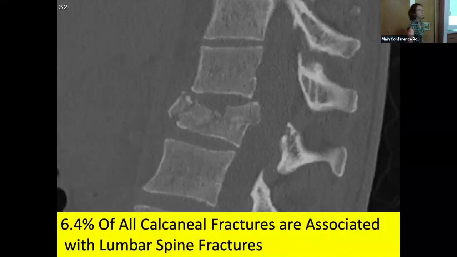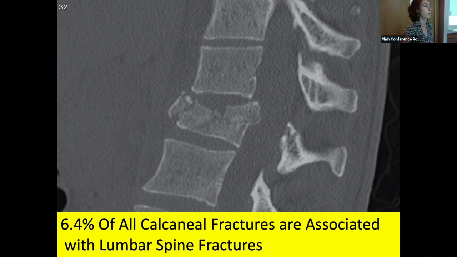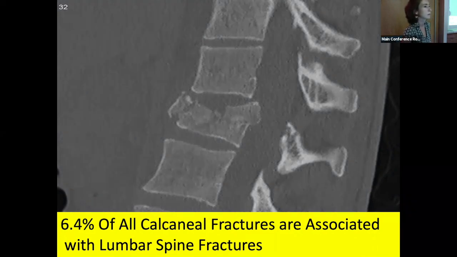And then finally, also don't forget calcaneal fractures, especially for a jump from a height. 6.4% also have associated lumbar spine fractures. So you want to go and get what we call the jumper series, which includes lumbar as well as thoracic and C-spine x-rays, because you don't want to miss this fracture, because again, it'll be axial loading.